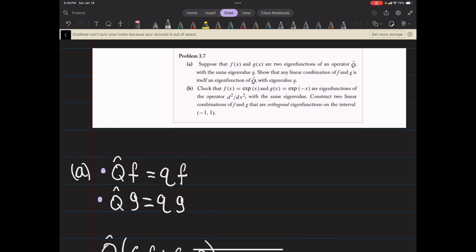B, check that f(x) equals e to the x and g(x) equals e to the minus x are eigenfunctions of the operator d squared dx squared with the same eigenvalue. Construct two linear combinations of f and g that are orthogonal on the interval -1 to 1.